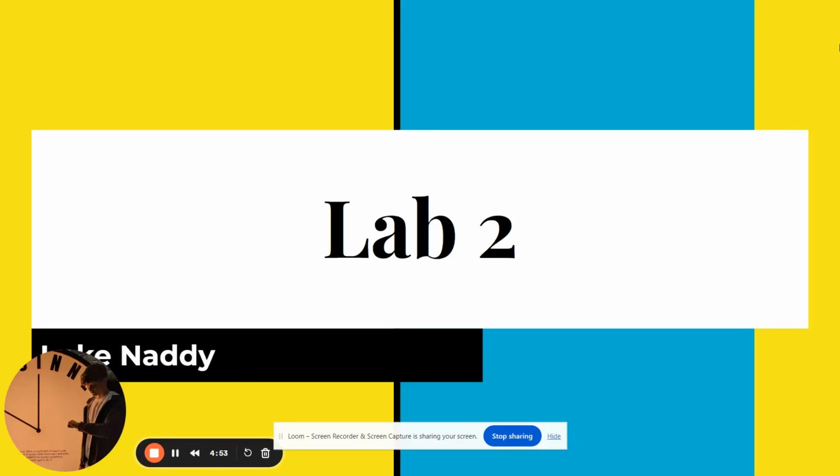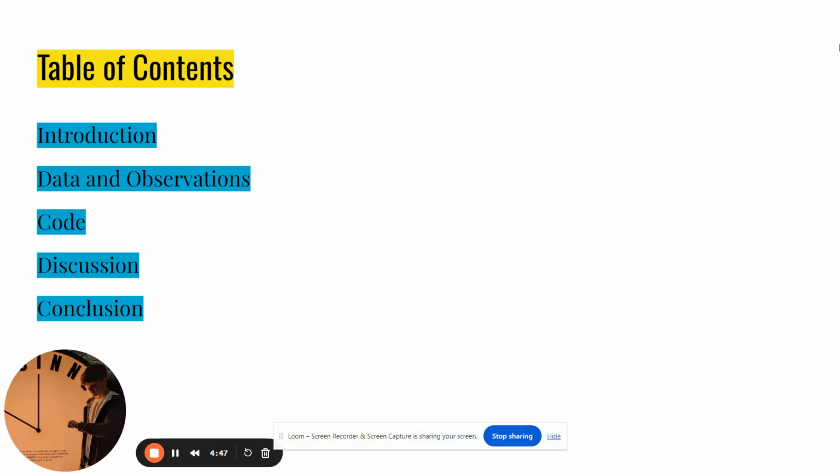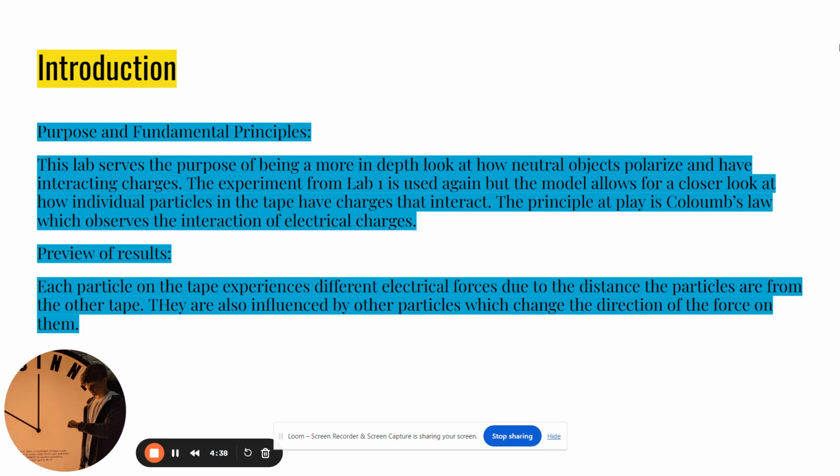All right, my name is Luke Natty, and this is my Lab 2 presentation for observing line charges on the tapes. For the table of contents, we have our introduction, our data and observations, code, discussion, and conclusion. So, introduction: the purpose and fundamental principles at play.